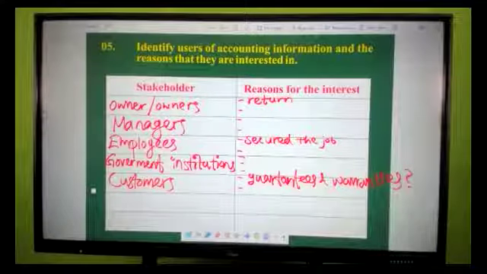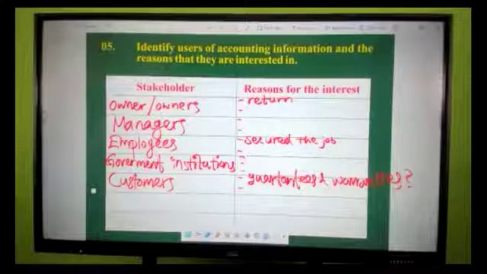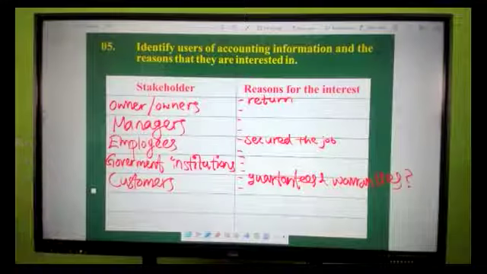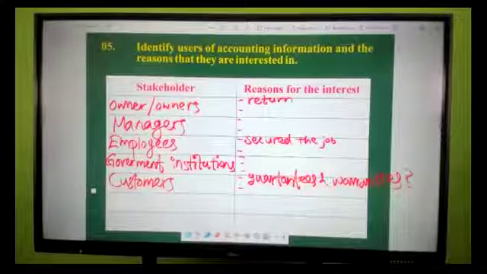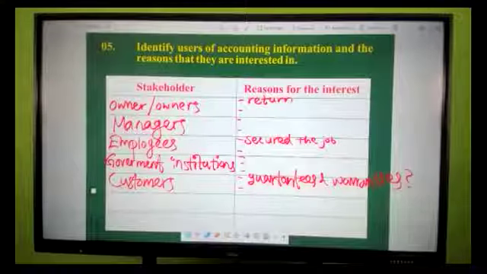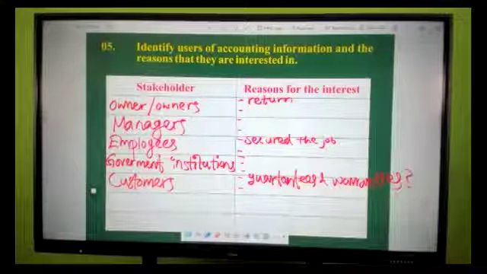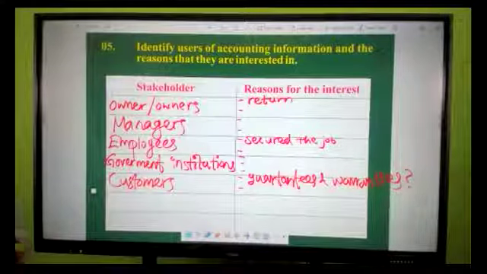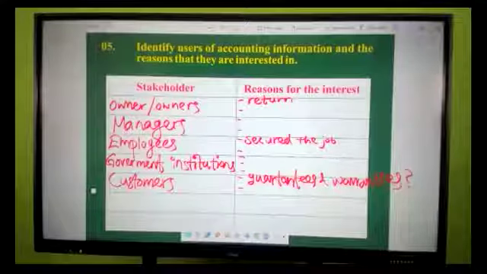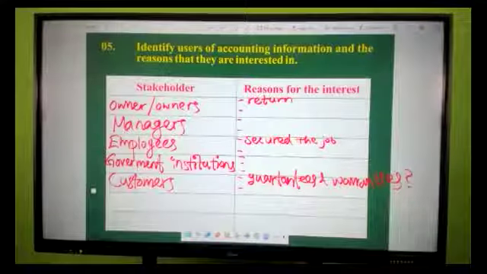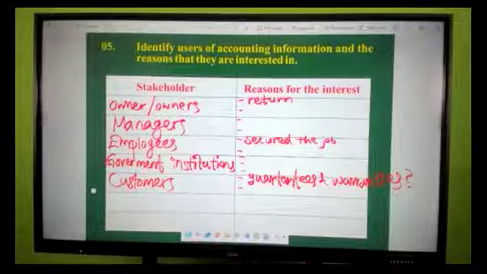Is the business capable of reducing prices of goods and services?